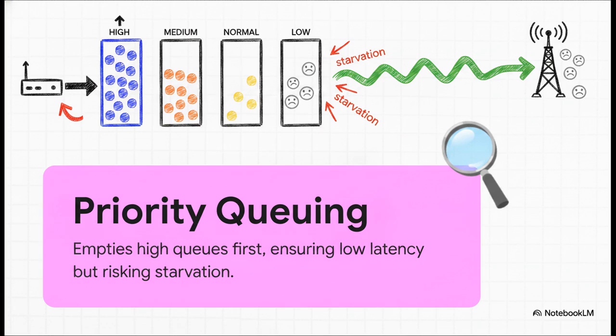But priority queuing actually swung the pendulum way too far. If that high queue is constantly full, the lower priority traffic never ever gets transmitted. We call this starvation, and it can essentially break the rest of your network.